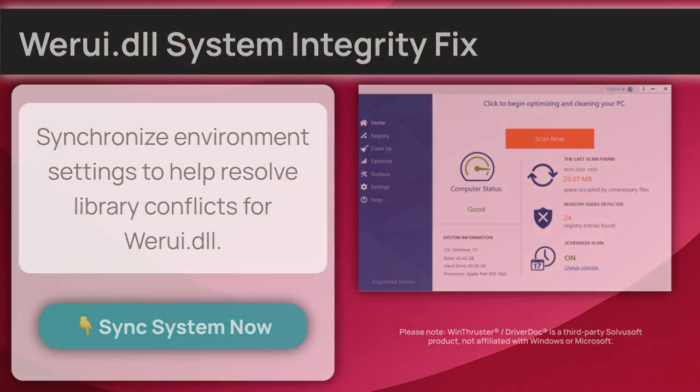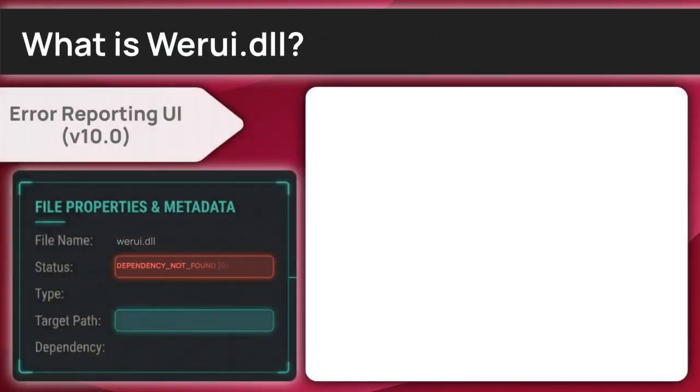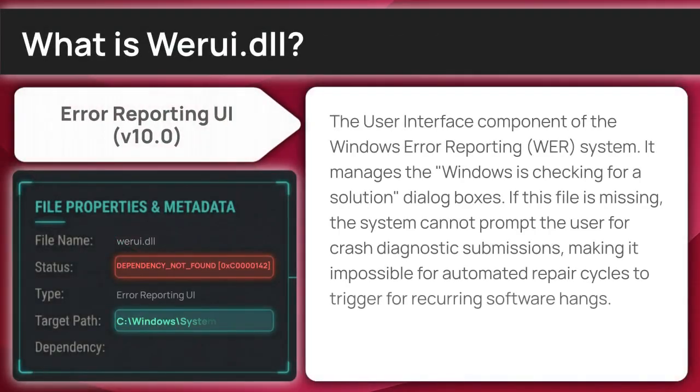This is the Windows Error Reporting User Interface, the user interface component of the Windows Error Reporting (WER) system. It manages the "Windows is checking for a solution" dialog boxes. If this file is missing, the system cannot prompt the user for crash diagnostic submissions, making it impossible for automated repair cycles to trigger for recurring software hangs.